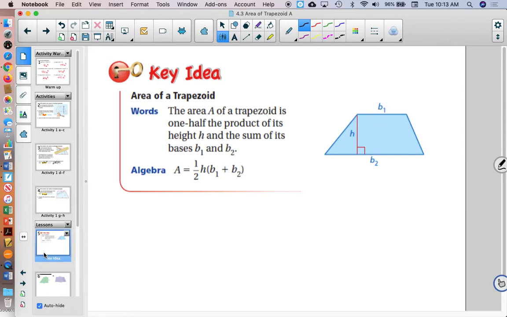Okay. The key idea is that formula. You have to know 1/2 times the height times the base 1 plus base 2. Anytime you see a trapezoid, this is going to be the formula you're going to use. We've played with it a little bit.